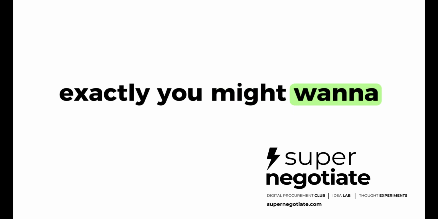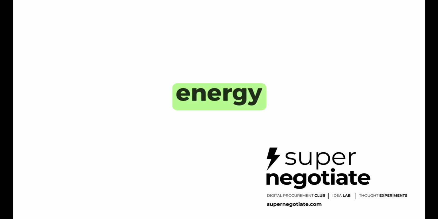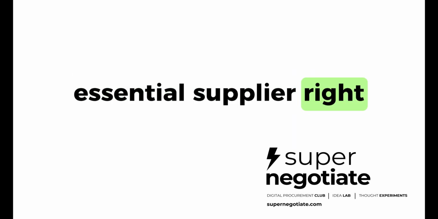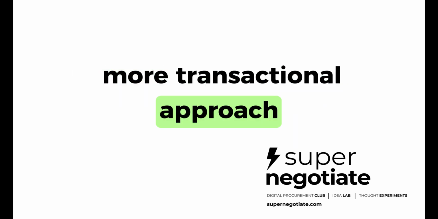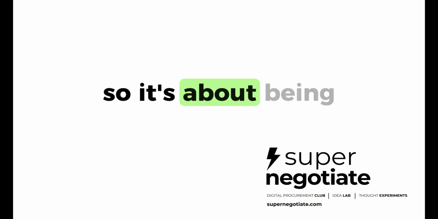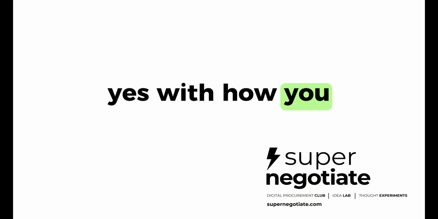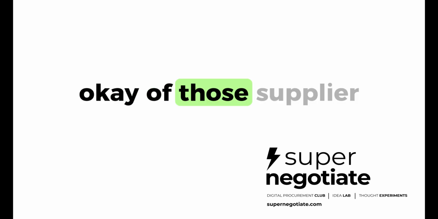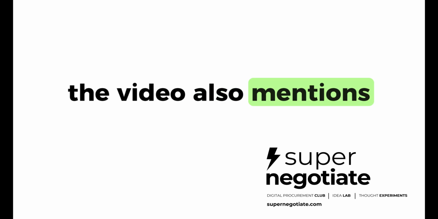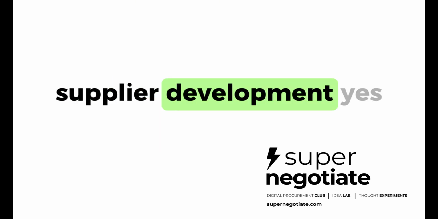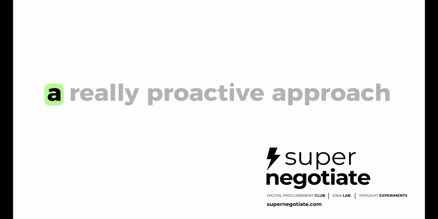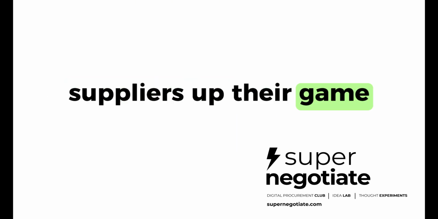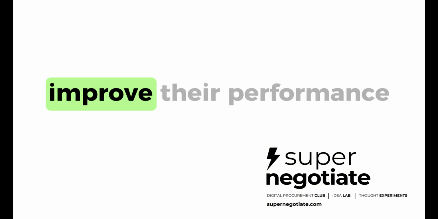Exactly. You might want to invest more time and energy in building a really close relationship with that essential supplier, but maybe take a more transactional approach with the office supplies. So it's about being strategic with how you allocate your resources. That's right. It's about maximizing the value of those supplier relationships. The video also mentioned something called supplier development. What is that? That's a really proactive approach to helping your suppliers up their game. So helping them improve their performance.